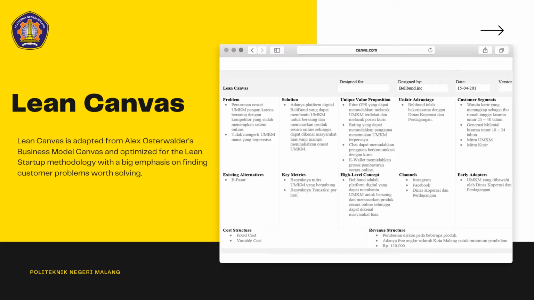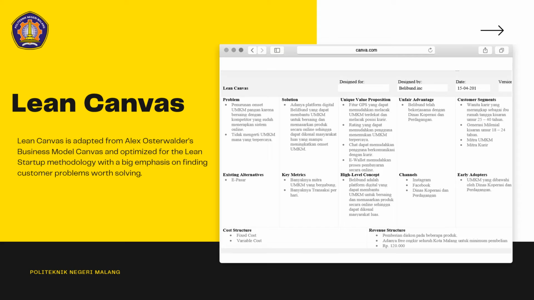For the description of the lean canvas itself, it is adapted from Alex Osterwalder's business model canvas, and it is optimized for the lean startup methodology with a big emphasis on finding customer problems worth solving. We have learned about the business model canvas, but if we as a startup adopt it directly, I think it would not be really efficient since it is not targeting the customer problems. But thanks to Lean Canvas, for someone who has a startup idea and wants to start figuring it out, it's really nice to start with.